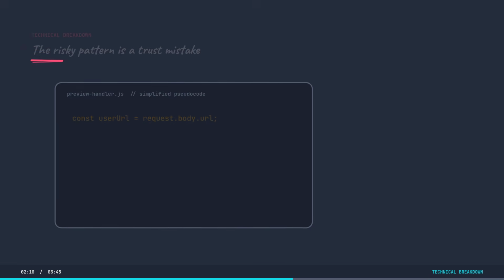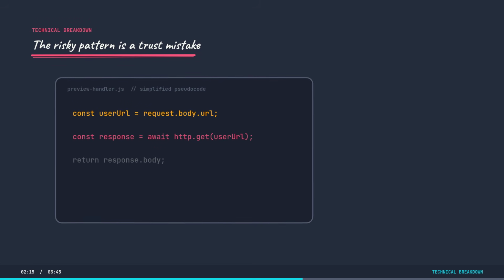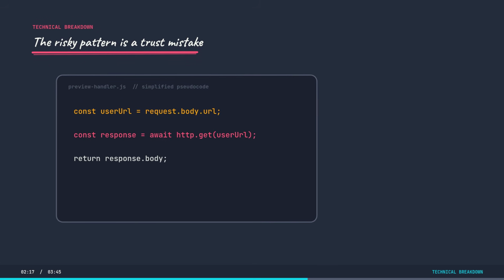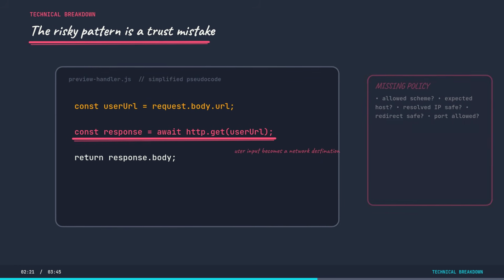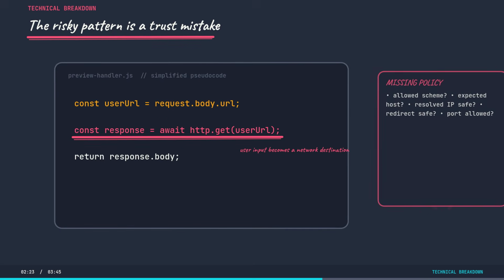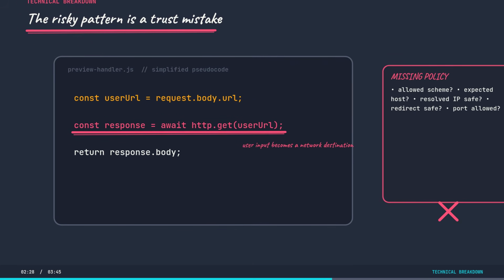The vulnerable pattern at code level. The risky pattern is not a particular programming language. It is a trust mistake. Take user input, pass it directly into an outbound HTTP client, and return the response. If scheme, hostname, resolved address, redirects, and destination policy are not constrained, the server can become a request proxy.